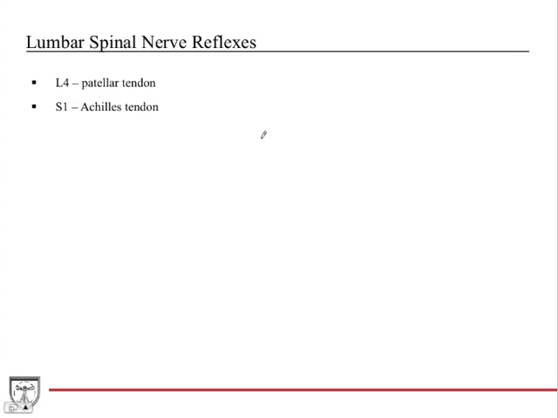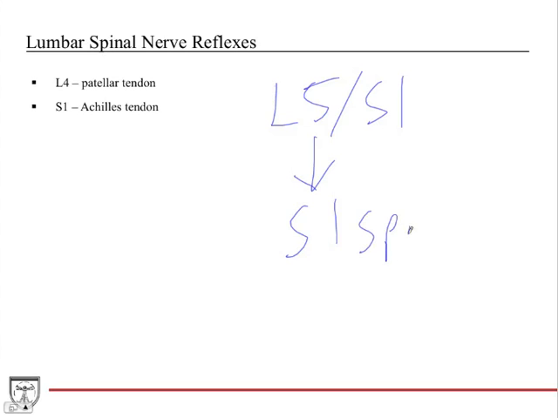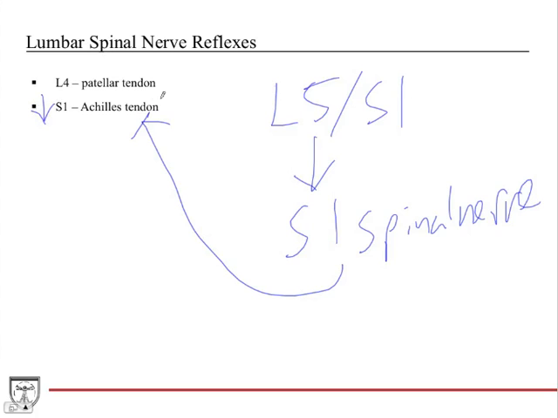So again, a classic board exam question would be: you have a disc herniation at the L5, S1 vertebral level. That's going to compress the S1 spinal nerve. Okay. And then the question will ask you, which of the following reflexes is diminished? And what would happen is you would have decreased S1, or a decreased Achilles tendon reflex.